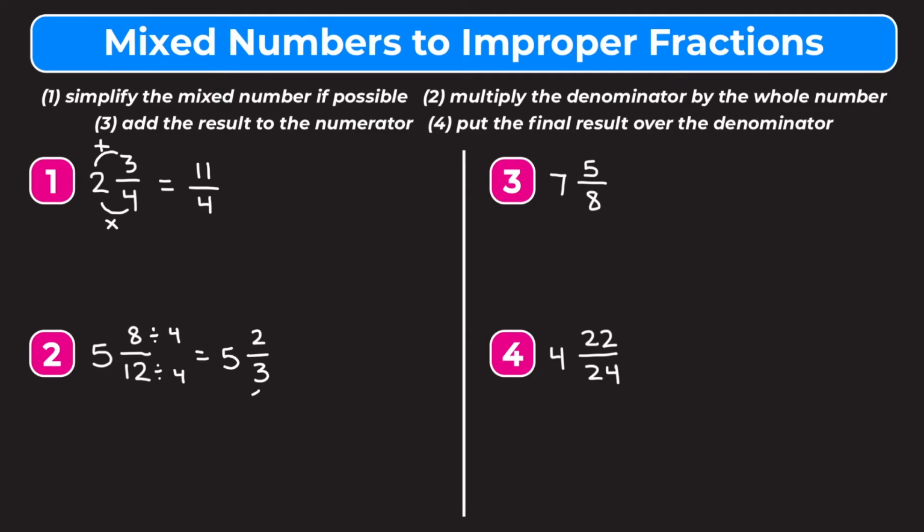So we're going to multiply our denominator by our whole number. 3 times 5 is 15. Add that result to our numerator. 15 plus 2 is 17. Put that over our original denominator of 3. So we get that 5 8/12, which is equal to 5 2/3, is equal to 17/3.